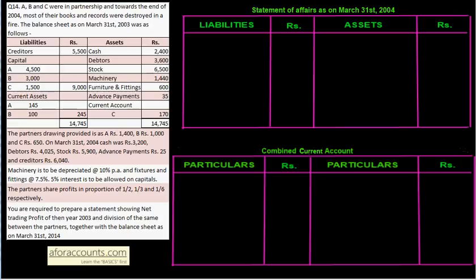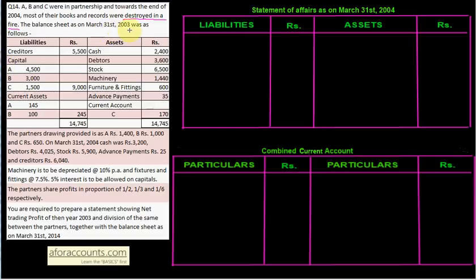Question number 14 on single entry. A, B and C were in partnership, and towards the end of 2004 most of the books and records were destroyed in a fire. So it is not necessary that single entry is done only when records are purposely kept incomplete. If records are destroyed in a fire, then also we get incomplete records, and then with the help of the single entry system we will come up to the net profit during the year.